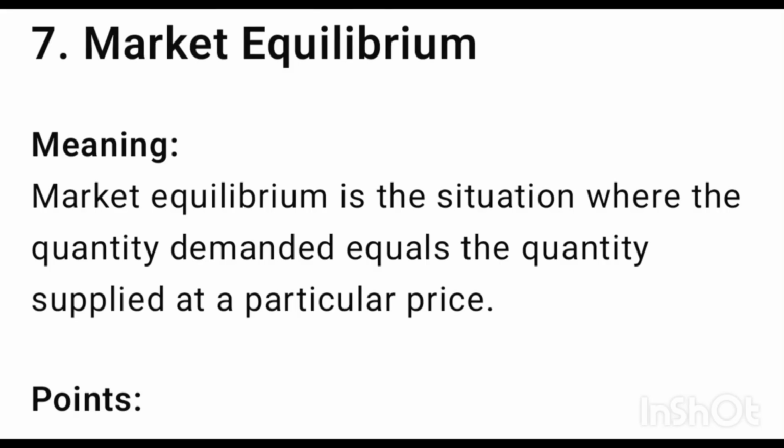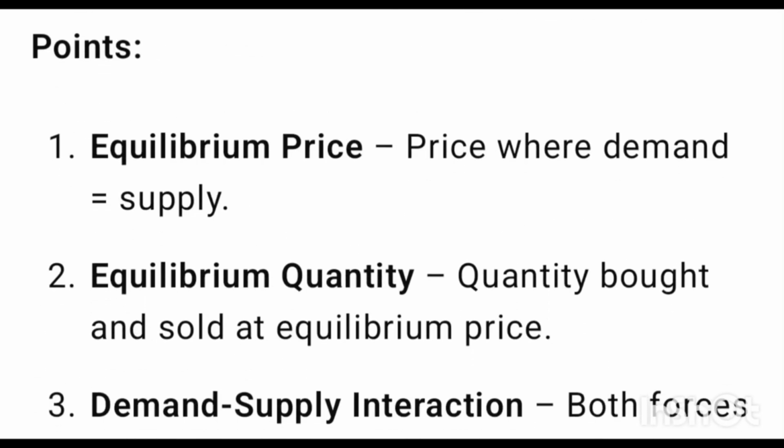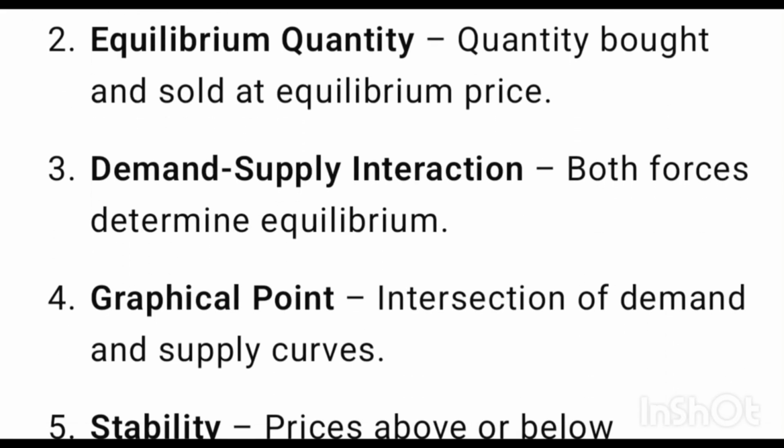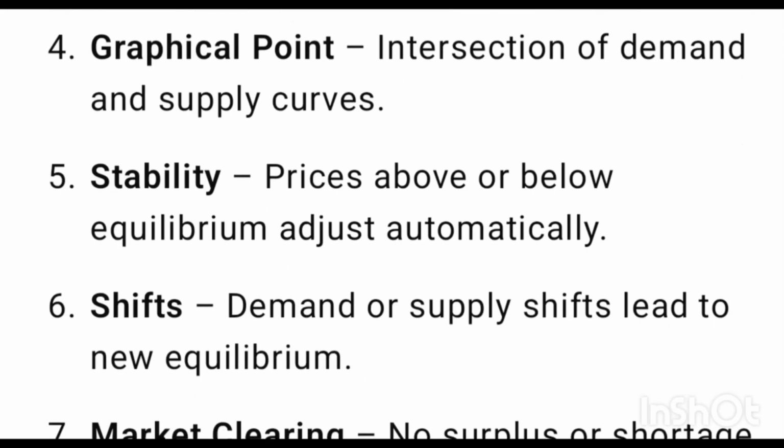Number 7. Market equilibrium meaning. Market equilibrium is the situation where the quantity demanded equals the quantity supplied at a particular price. Points. 1. Equilibrium price, price where demand equals supply. 2. Equilibrium quantity, quantity bought and sold at equilibrium price. 3. Demand-supply interaction, both forces determine equilibrium. 4. Graphical point, intersection of demand and supply curves.